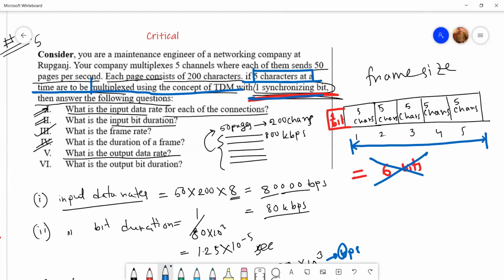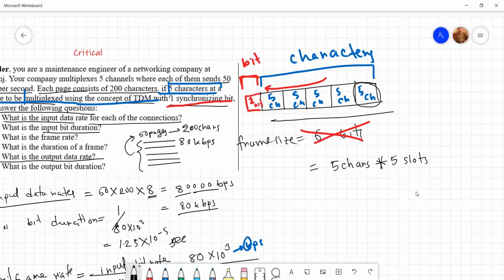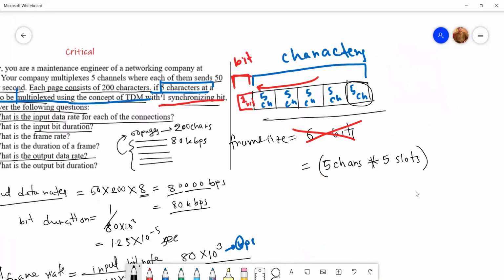So you have to go by the formula. You have to transform these characters into bits, and then you have to do the calculation. The frame size is going to be how many bits you have. You have 5 characters in each slot, over the 5 slots, 5 characters into 5 slots, because those are going to be your data portions, and then you have an extra 1 bit added for the synchronization part.